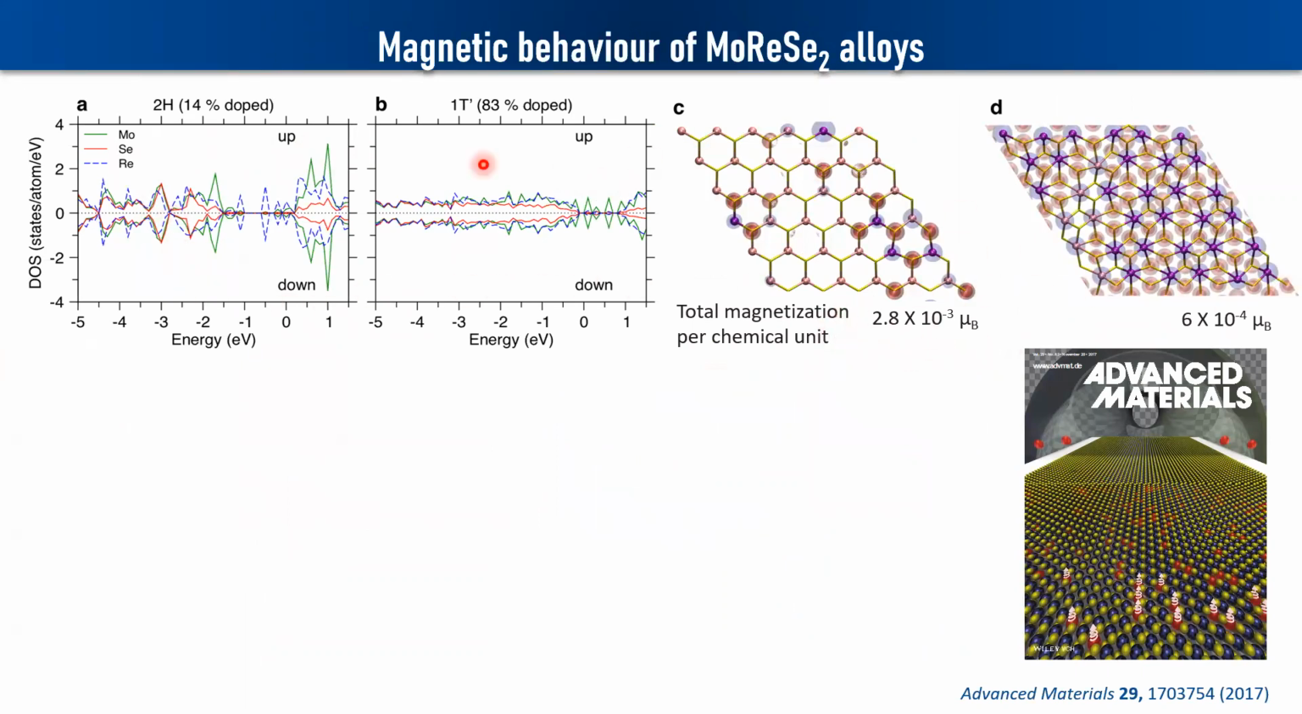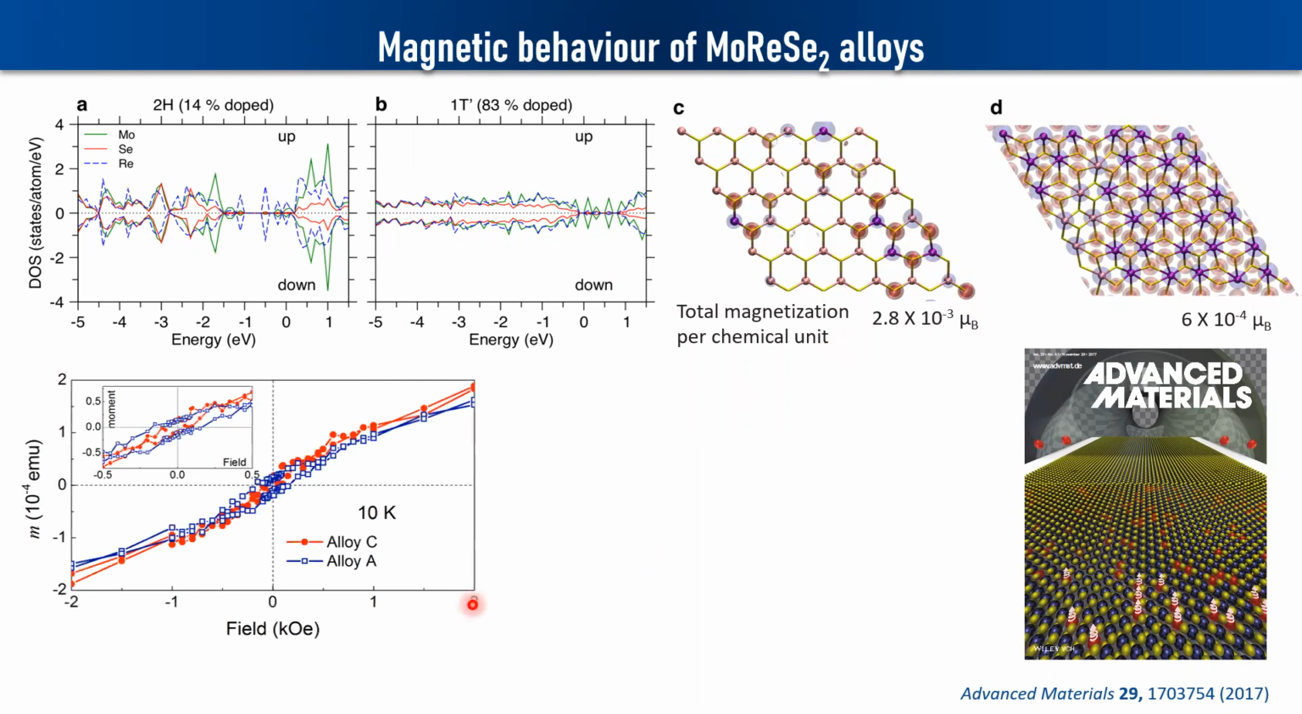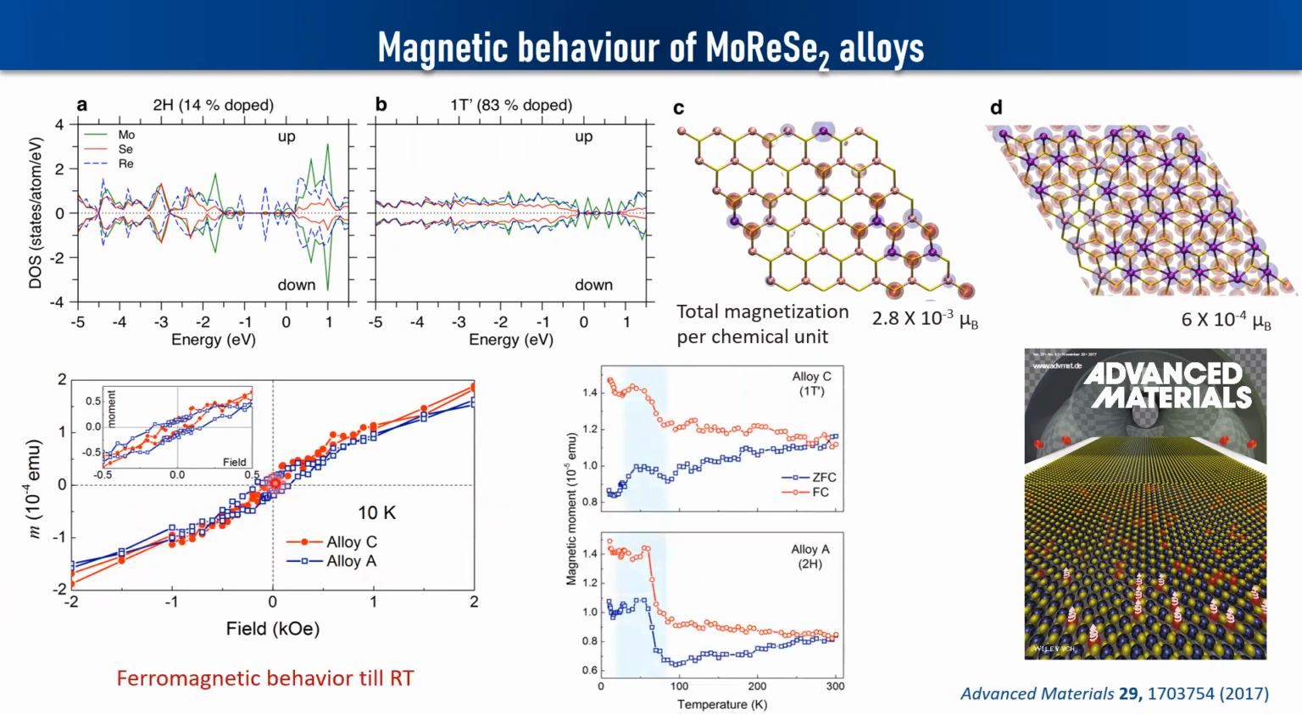which predicted that in both the cases, the 2H structure and the 1T prime structure with rhenium doping, there is a small amount of magnetization per chemical unit. And our SQUID measurements on these samples also showed that it is weakly ferromagnetic, and this ferromagnetic behavior persists up to room temperature. So this system can be interesting because these kinds of dopants can give rise to magnetic properties in 2D materials even at room temperature.